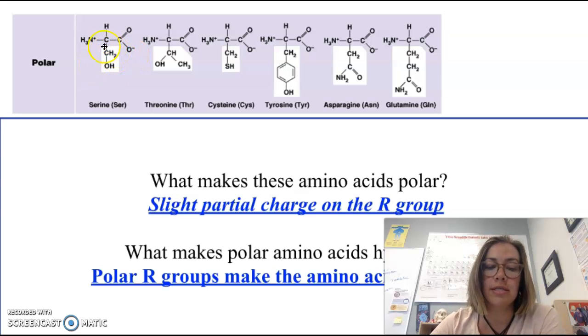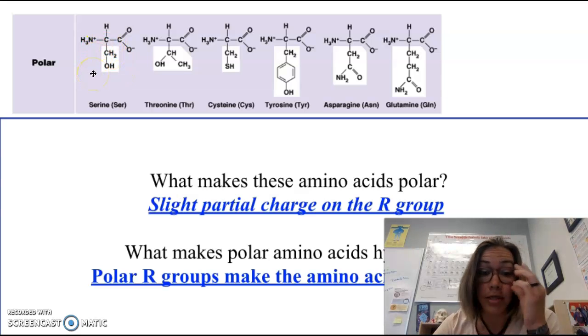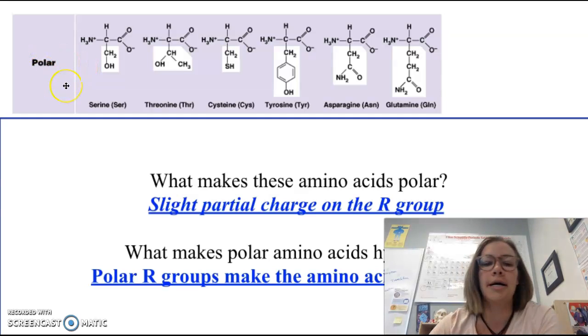You're going to want to look at this side chain here. And if it doesn't have a charge next to it, then we're going to state that it's likely a polar amino acid. I'm not going to ask you to memorize all of these, but I do want you to be able to identify where they might be found.